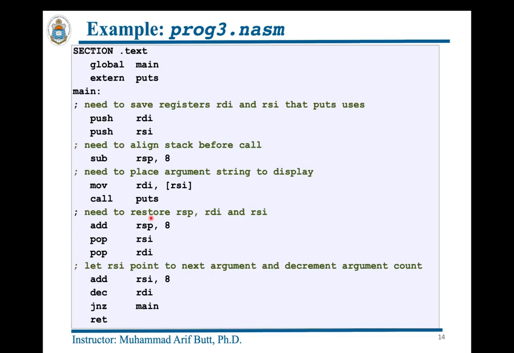Well, remember, when the control is passed to the main function by the underscore start C library function, the RDI register contains the count of the command line arguments, while the RSI register contains the address of the first argument, that is the program name, which we want to print. So let me describe this program step by step.